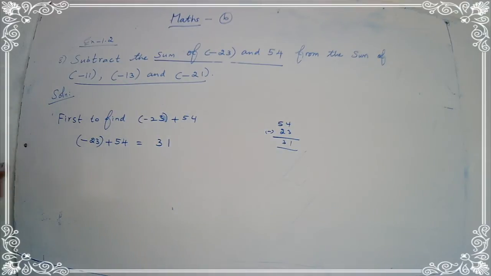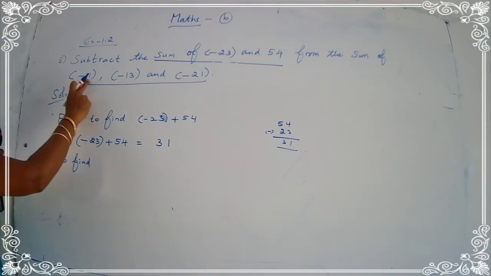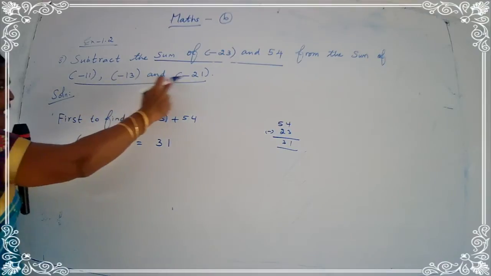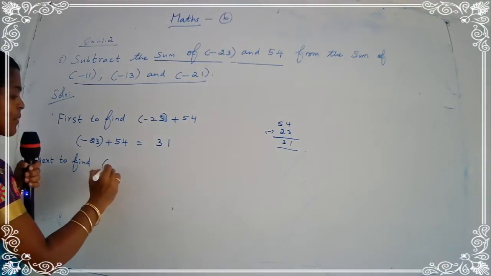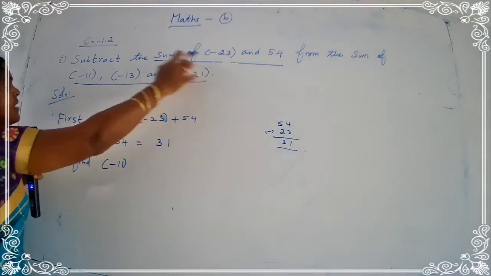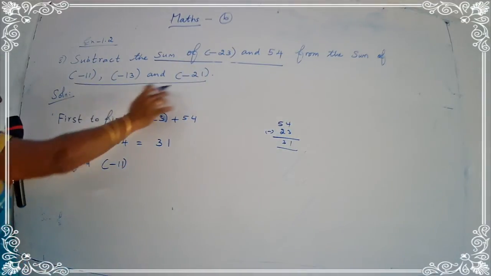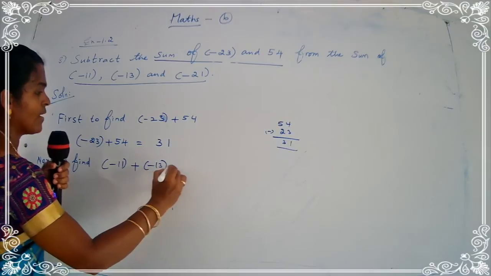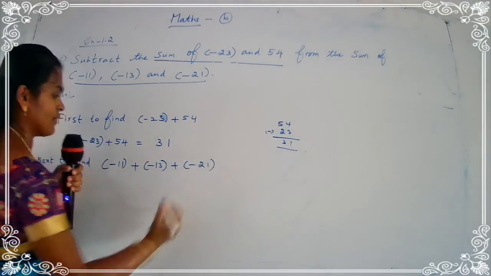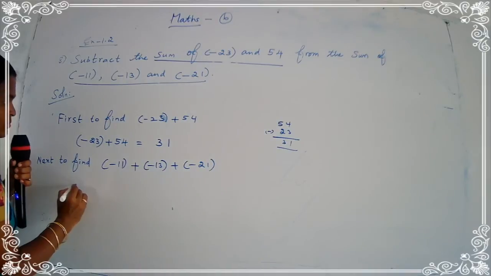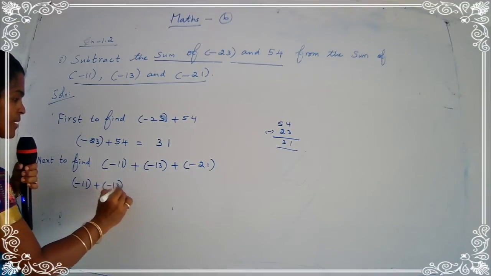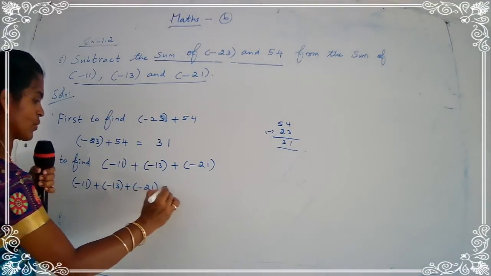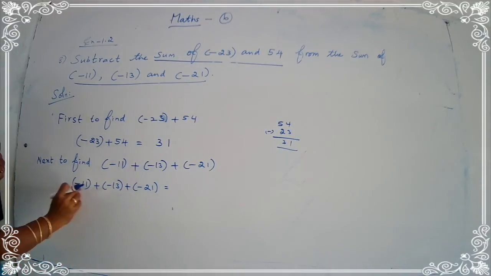Okay children? Yes. So next, find the sum of minus 11, minus 13 and minus 21. Sum means addition. We have to add these integers. Three integers are given, so we have to add three integers. So minus 11 plus minus 13 plus minus 21. Clear? Yes. So now you find the value.